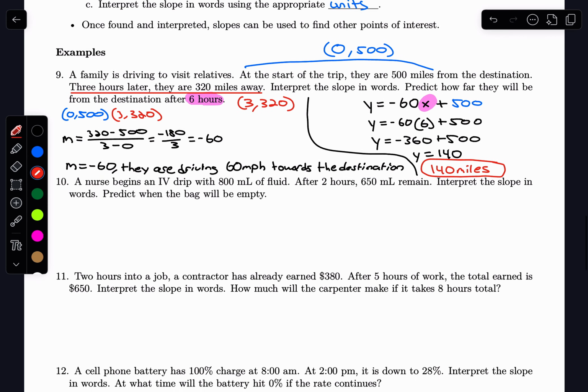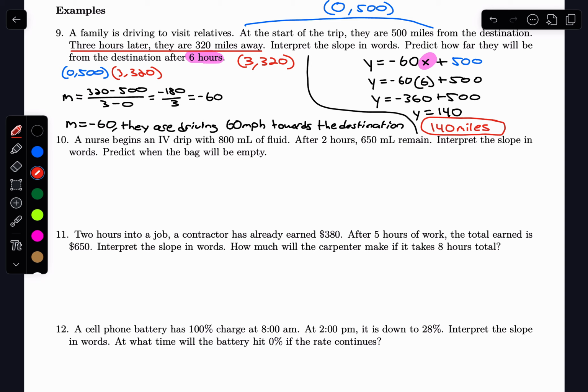All right, let's try number 10. A nurse begins an IV drip with 800 milliliters of fluid. After 2 hours, 650 milliliters remain. Interpret the slope in words and predict when the bag will be empty. So we need to uncover 2 points from this. We have that a nurse begins with 800 milliliters. And then later on, after 2 hours, there's 650 milliliters left.